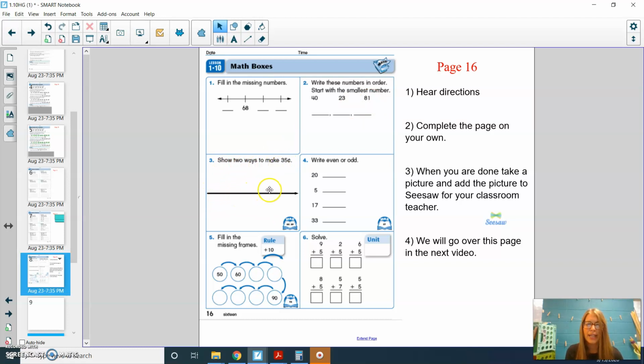Notice how I made a line separating my page, so I can do one way to make 35 cents up top, and then a second way to make 35 cents below. For question number 4, write even or odd to tell about each of these 4 numbers. For question number 5, fill in the missing frames. So if we're at 50, 60, and we keep adding 10, think about what's going to be in those next circles. And then for question number 6, solve these 6 problems. For the unit, you can choose whatever you would like for your unit today.